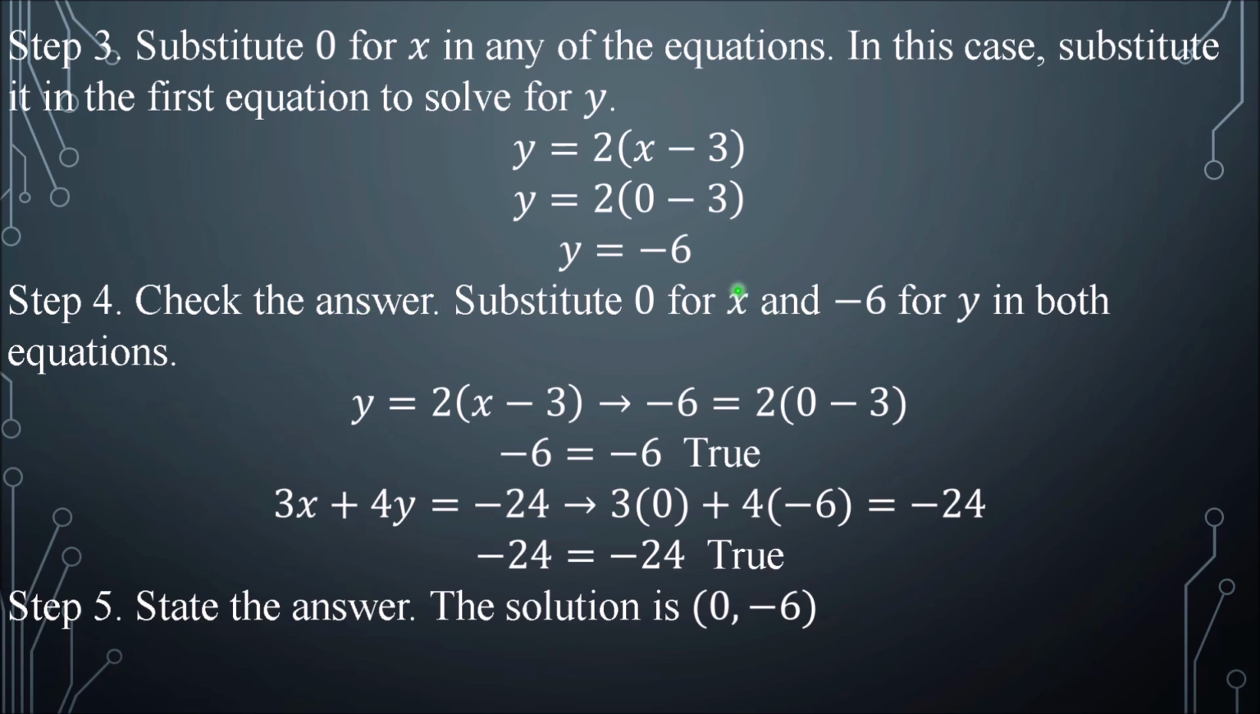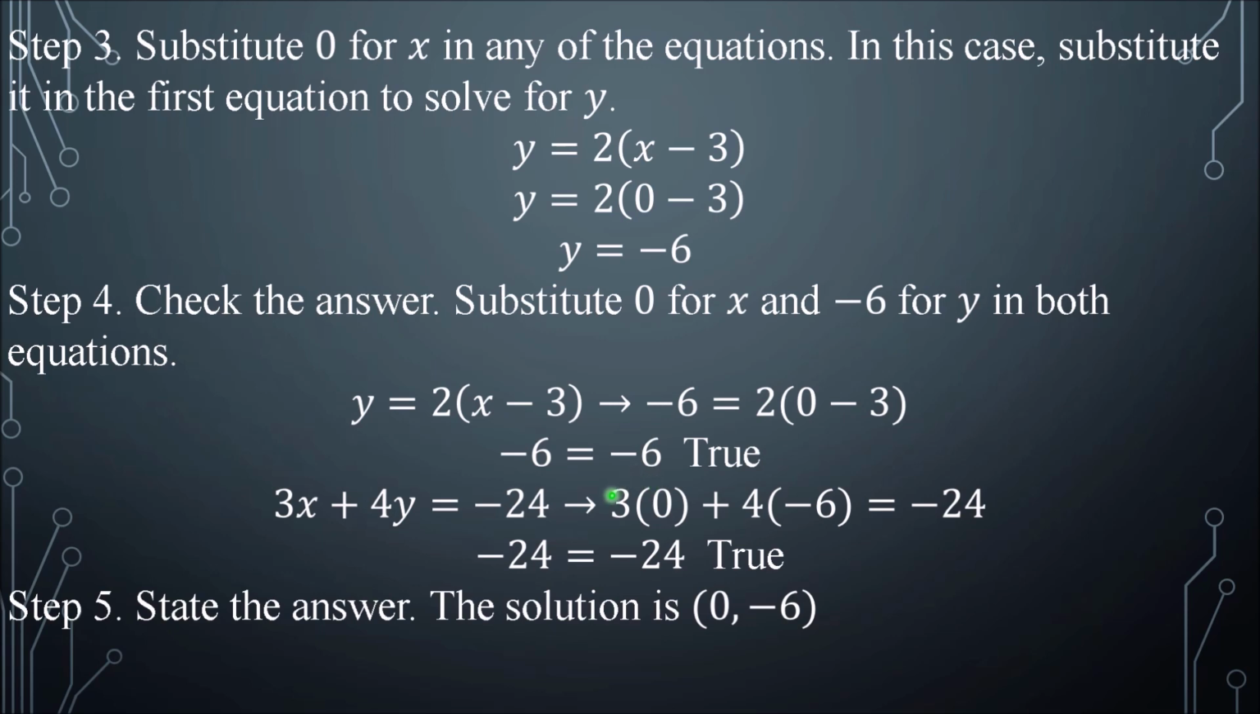Now we have both coordinates. We check the answer. Substitute 0 for x and negative 6 for y in both equations. So in the first equation, y is equal to 2 times x minus 3. Negative 6 is equal to 2 times 0 minus 3. Simplifying all that, we have negative 6 equals negative 6, which is true.